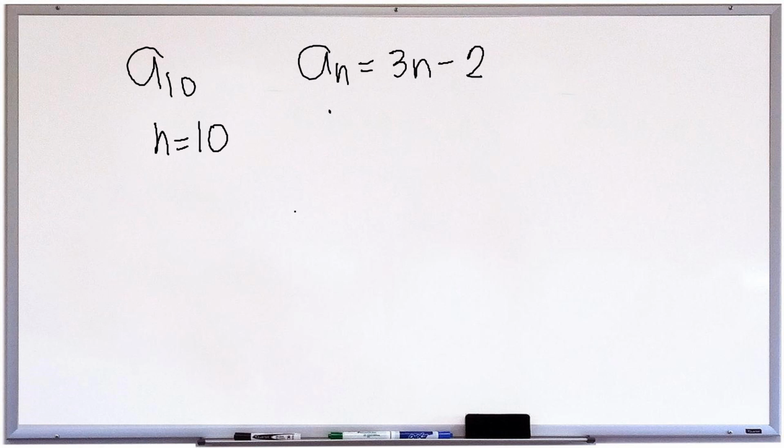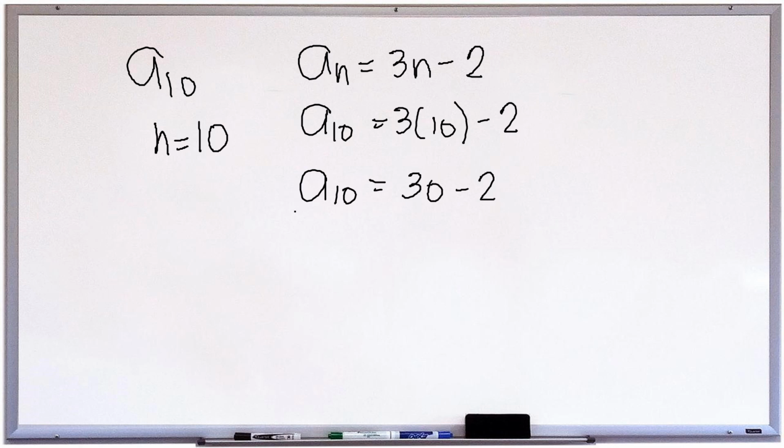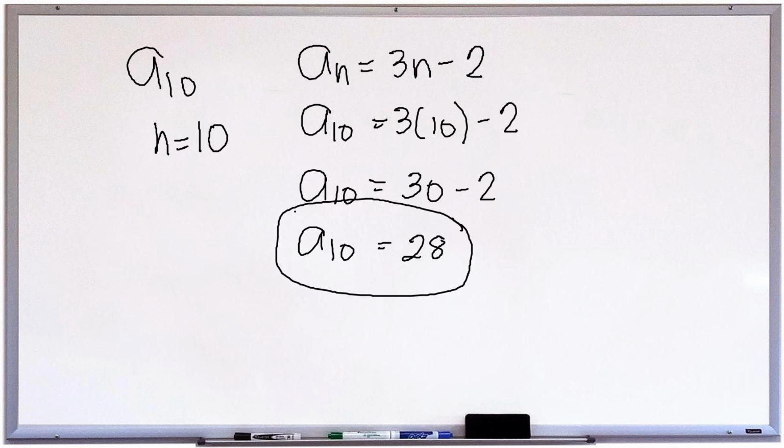We have a sub 10 is equal to 3 times 10 minus 2. A sub 10 is equal to 3 times 10 is 30, minus 2. A sub 10 is equal to 28. So a sub 10 is equal to 28. The 10th term is equal to 28.